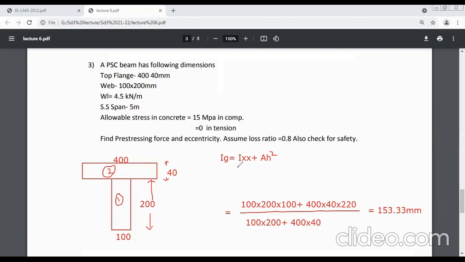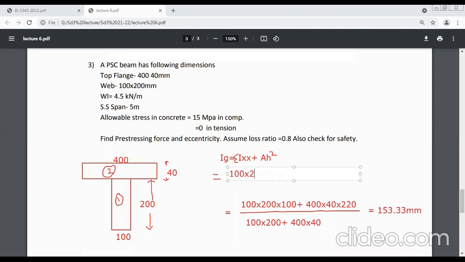Okay. So there are two sections. So Ix1 plus Ix2. Write down. Apply the moment of inertia here. Otherwise, here we can write summation of Ix plus AH square. So first of all, Ix1. This one is part 1. BD cube by 12, 100 into 200 cube by 12.